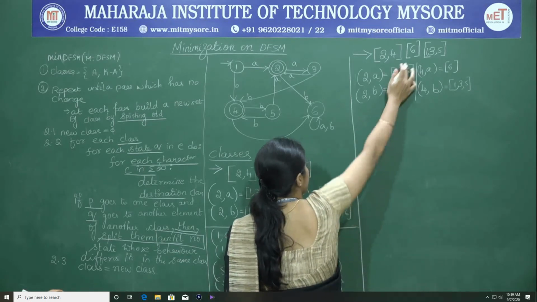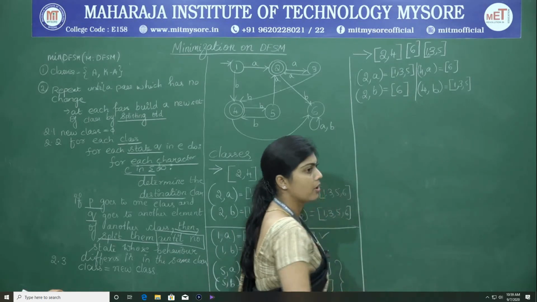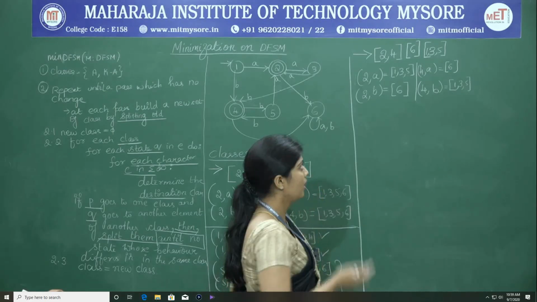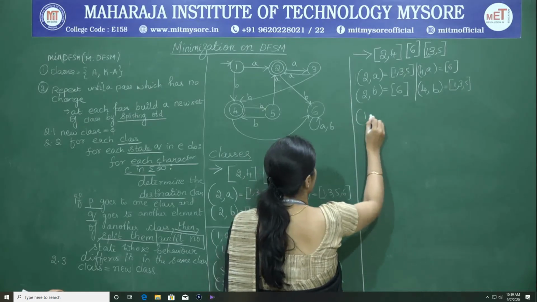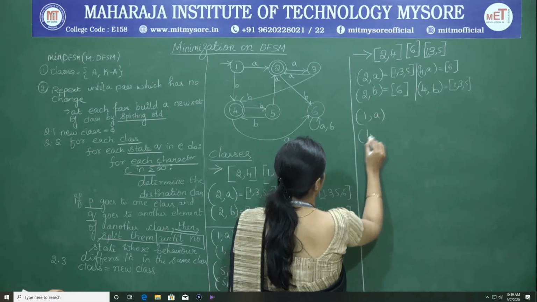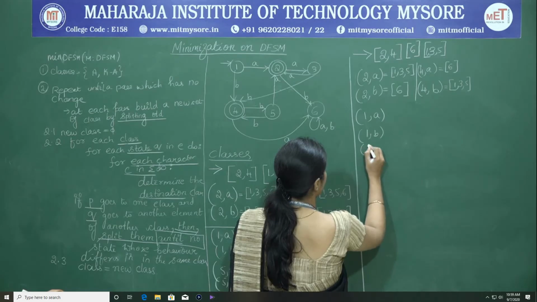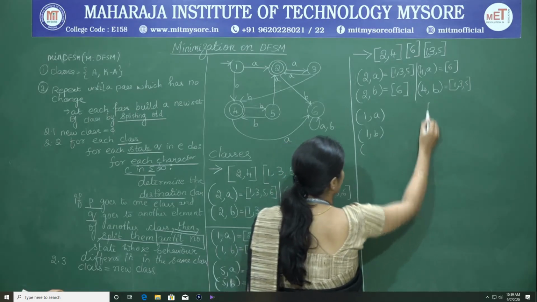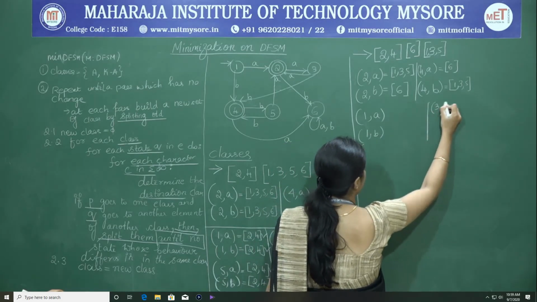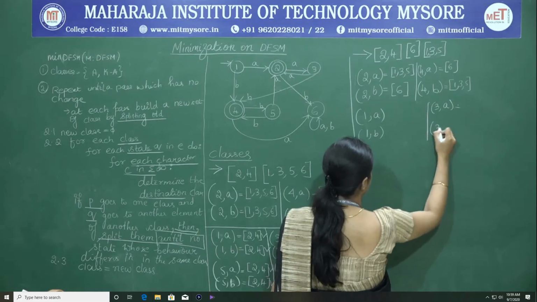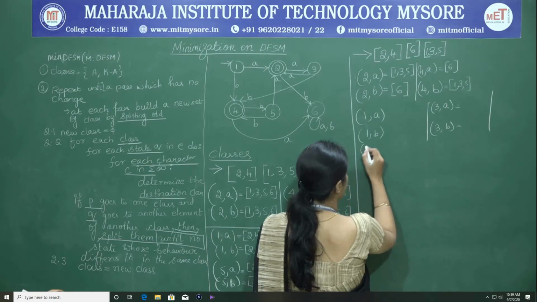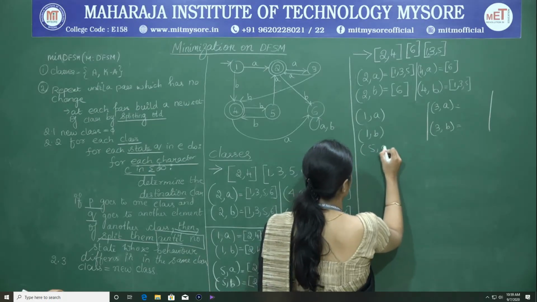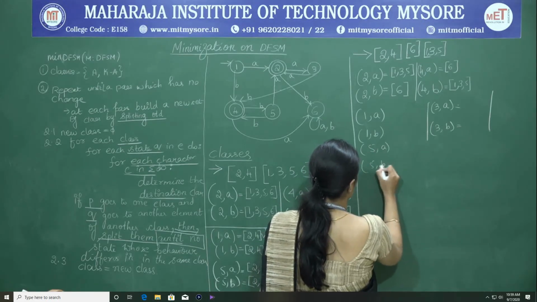Next, 6 we do not consider at all because it has got nothing to separate from. The entire class has got a single state. Next we consider 1 on A, 1 on B, and then we have 3 on A, 3 on B, and next we have 5 on A and 5 on B.